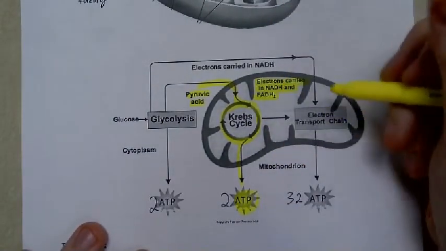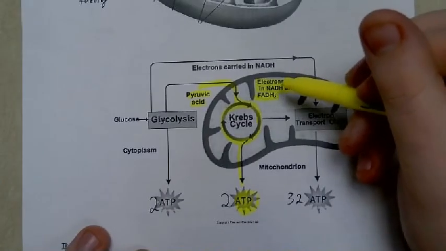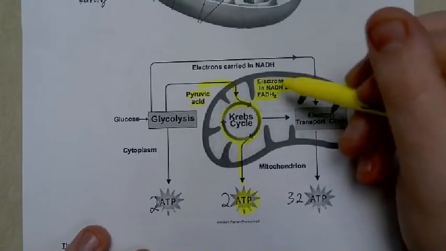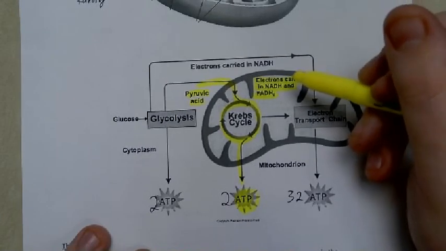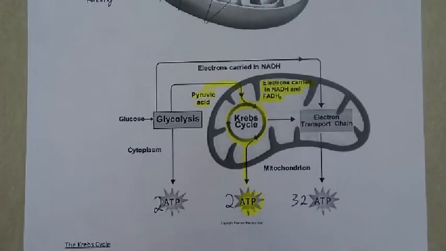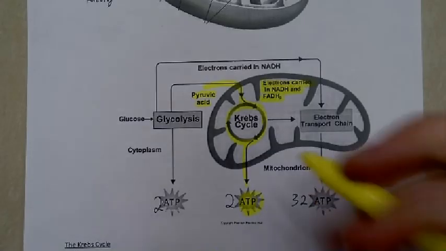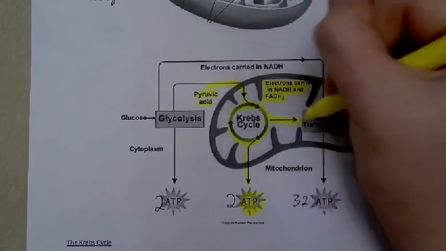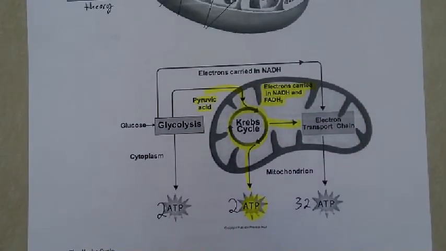These things are both electron carriers. They are just like NADP plus, which becomes NADPH. That is very similar to NAD plus, which will become NADH, right? They do the same job. They are electron carriers. They're going to carry electrons. It's just they carry them to different places. NADPH will carry electrons in photosynthesis. NADH is going to carry electrons here in cellular respiration, right?